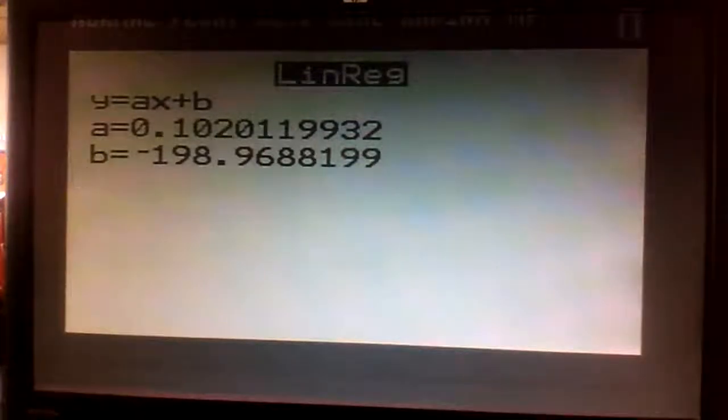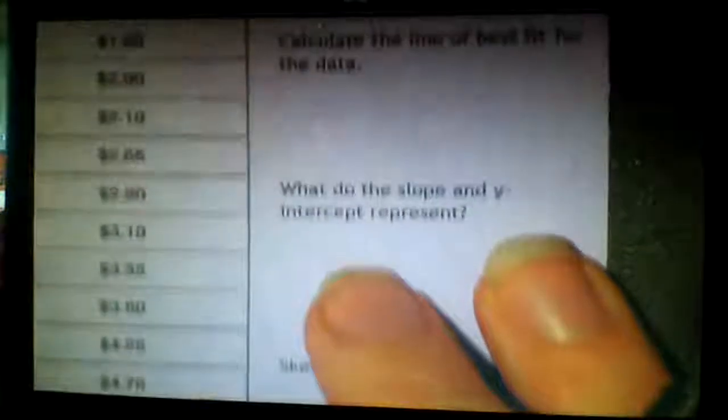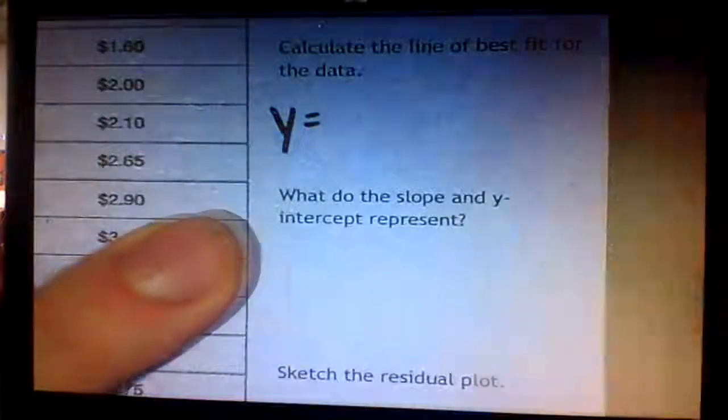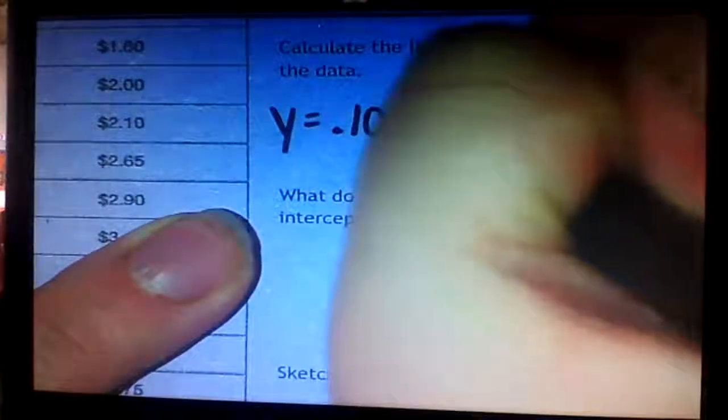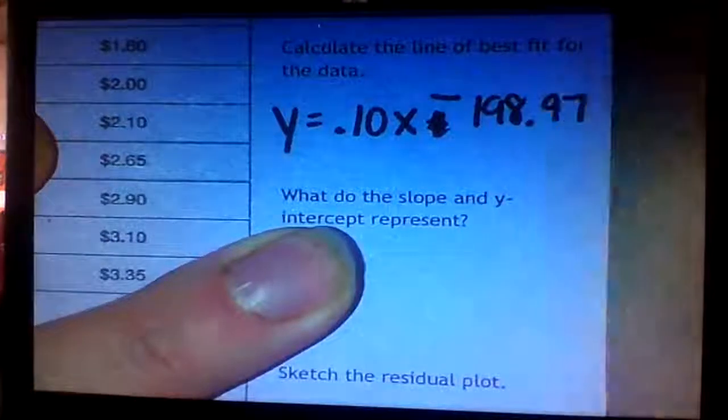There's nothing wrong with it. You just didn't hit enter after you picked linear regression. You had to enter to get your A and B values. Okay, if we need to address some calculator issues in a little bit, I can. This means your line of best fit is y equals 0.10x, whoops, not plus, it's going to be minus 198.97.